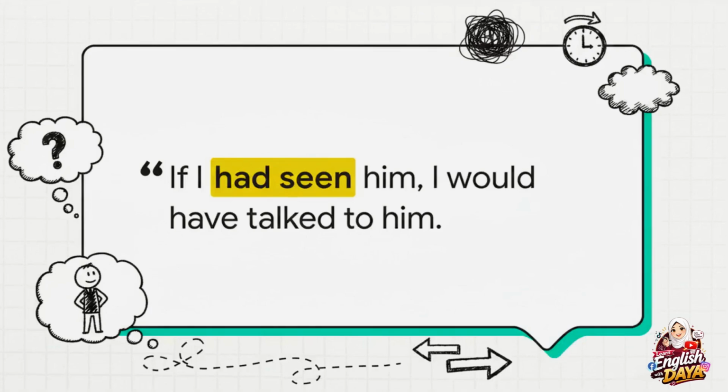Now here's a fun bonus trick for you. You can actually use the past perfect to imagine a past that didn't even happen. Like this. If I had seen him, I would have talked to him. The reality? You didn't actually see him, but using had seen lets you imagine a totally different story. It's a really smart way to express your thoughts.